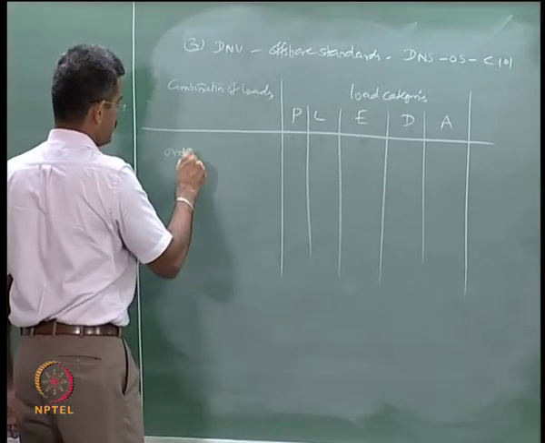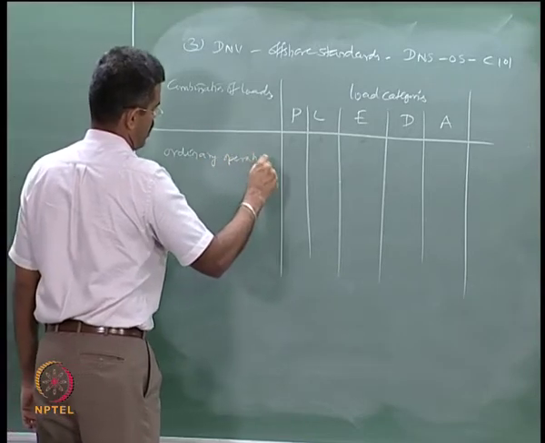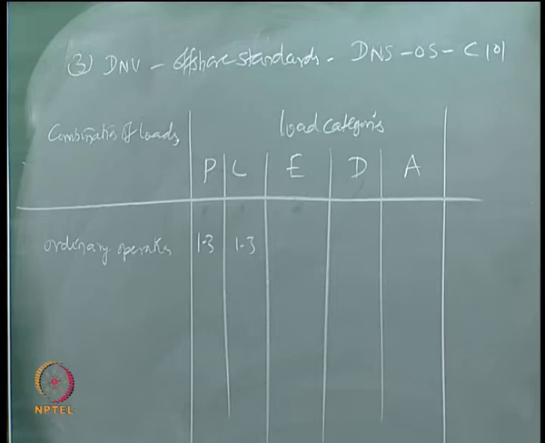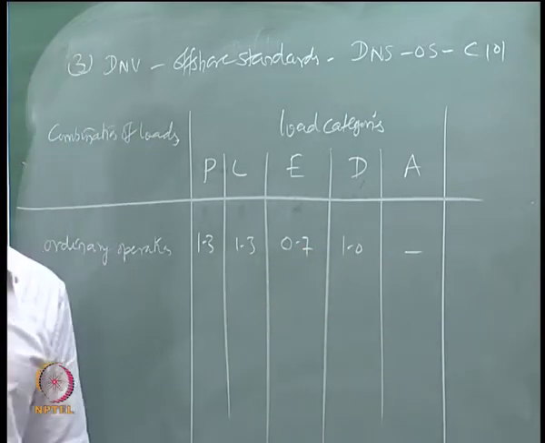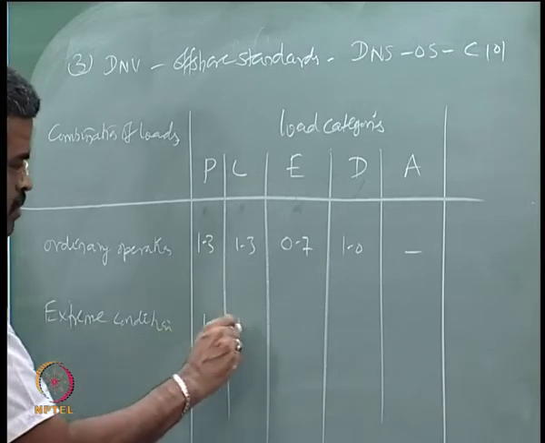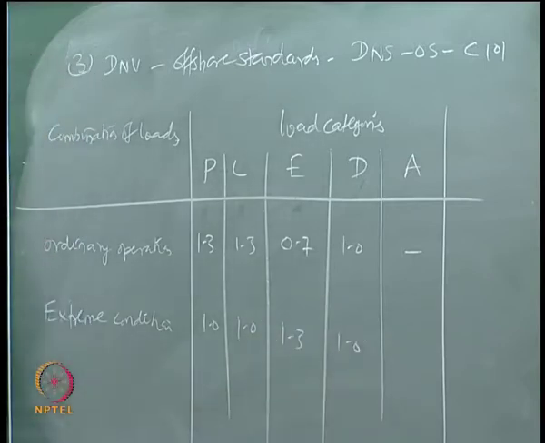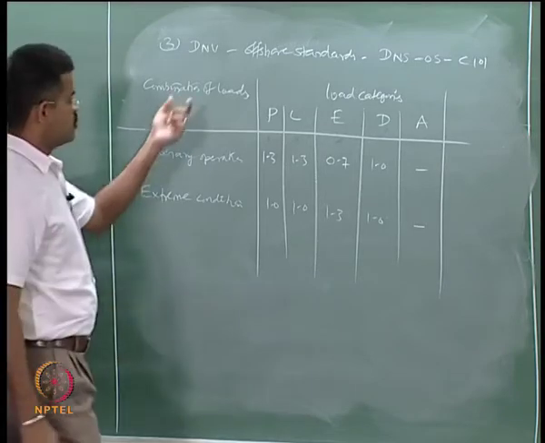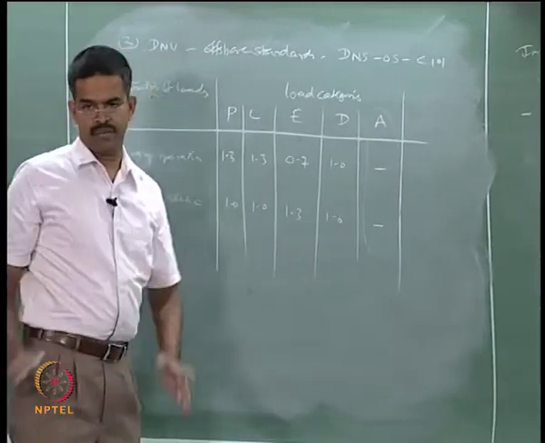If you are looking for an ordinary operation, this can be 1.3, this can be 1.3, 0.7, 1, you need not consider accident loads at all. If you are looking for extreme conditions, then also you need not consider this. Because the structure should be designed for accident loads explicitly, okay.